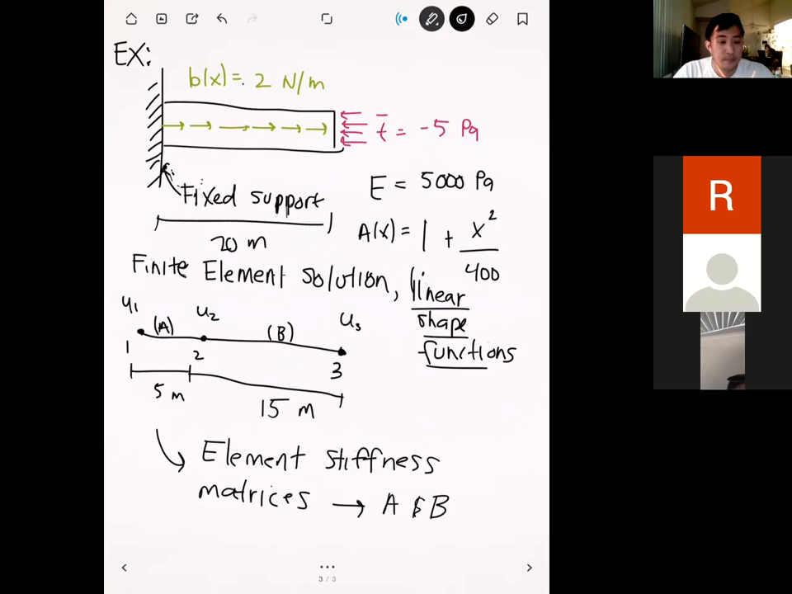Does a fixed support have anything to do with choosing a node close to it? So in reality, actually, yes. Next to any kind of fixed support, what tends to happen is that the gradients near the fixed support tend to be pretty high.